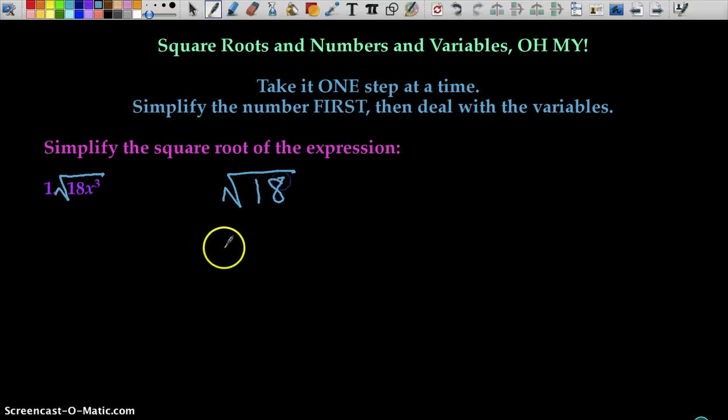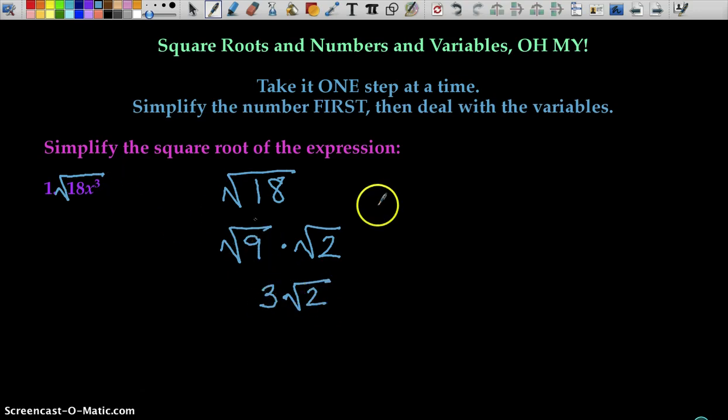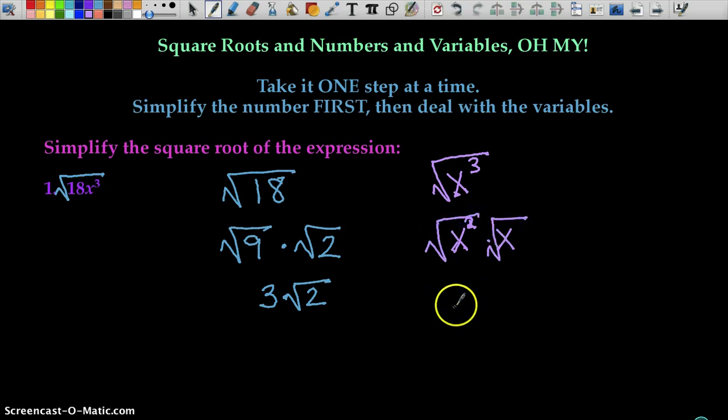We have done the square root of 18, so let's do this one at a time. Okay, so square root of 18 becomes the square root of 9 times the square root of 2, which then becomes 3 times the square root of 2. Simplified, we're done. Now we have x to the third, and we're doing the square root of that as well. Now it's odd, so we split it into one less, so x squared times x, and we're doing the square root of each of those. X squared, the square root of that is x, and then we have this.